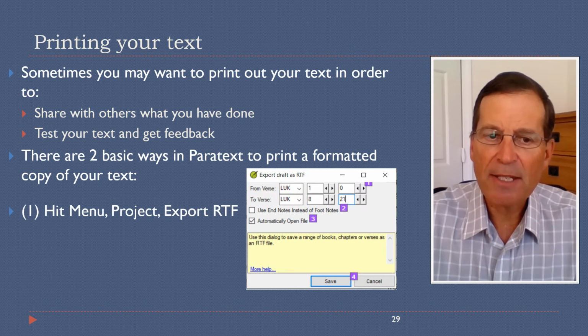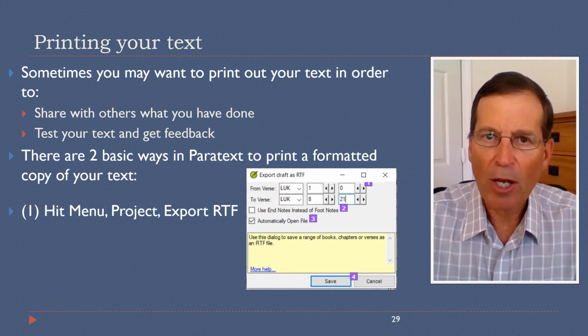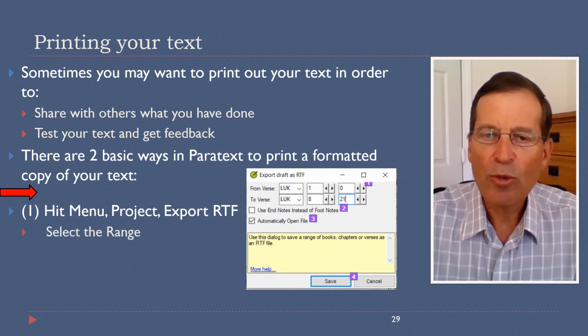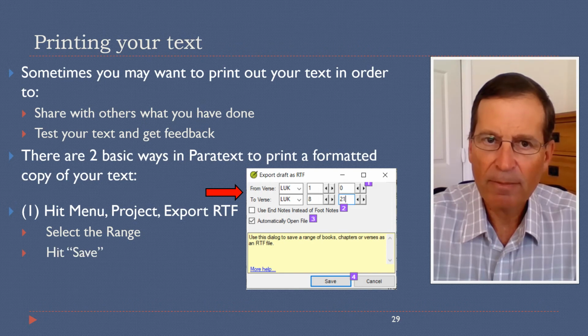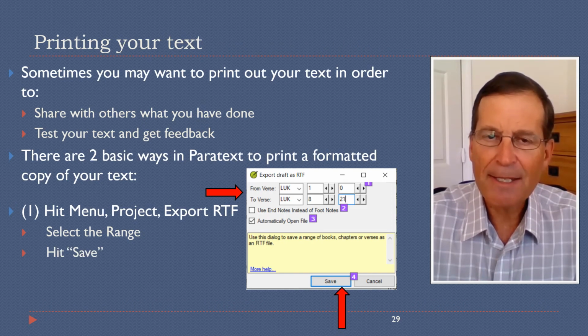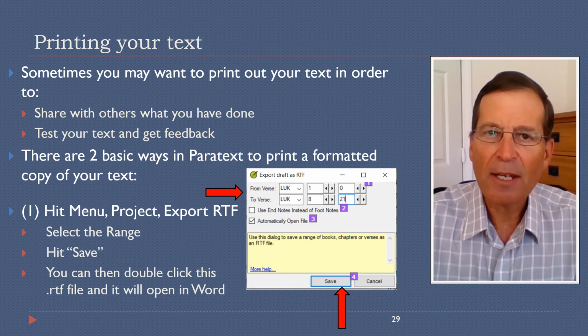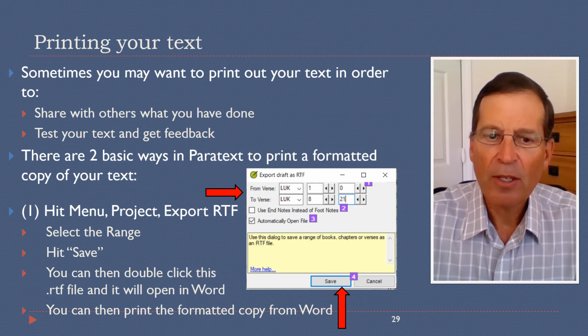The first is to hit Menu, Project, Export to RTF. You can then select the range of the chapters and verses that you want to print. You hit Save. You can then double-click this RTF file and it will open in Microsoft Word. You can then print the formatted copy from Word.